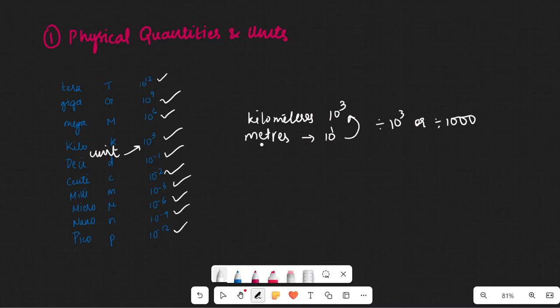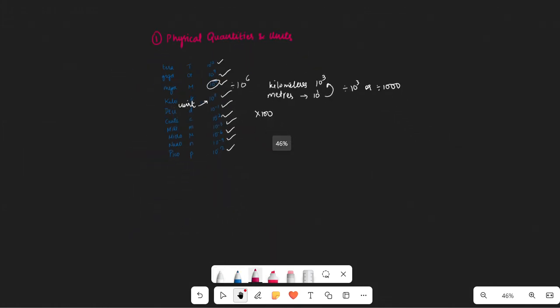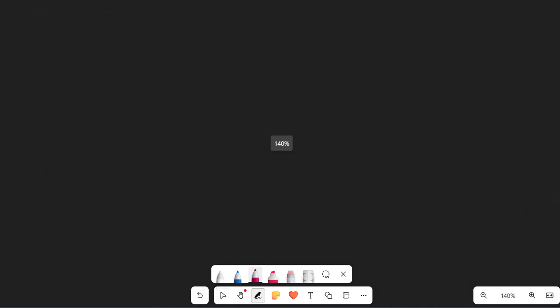If you want to turn meters to megameters, you're going to divide by 10 raised to 6. If you want to turn meters to centimeters, you're going to multiply by 100. So that's it for the units. It's very important to memorize these because it usually comes up in the MCQs.